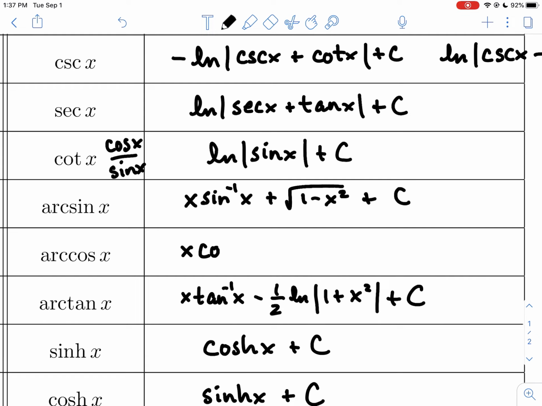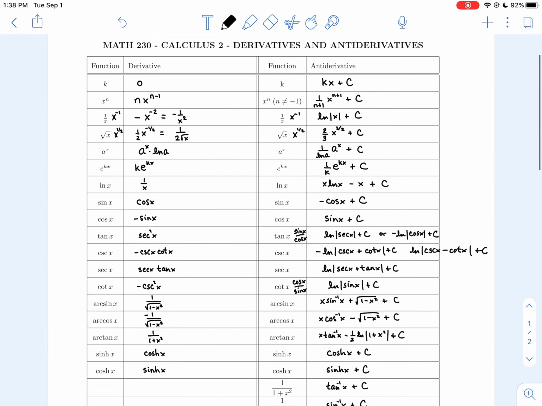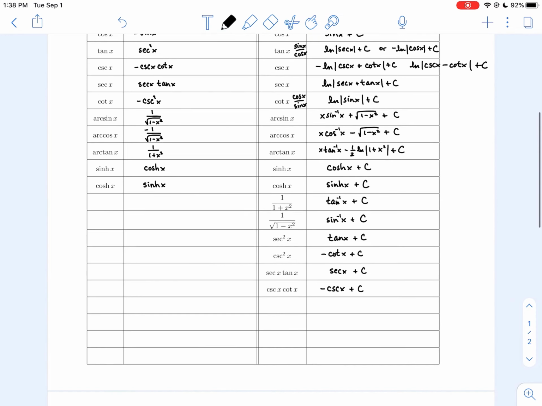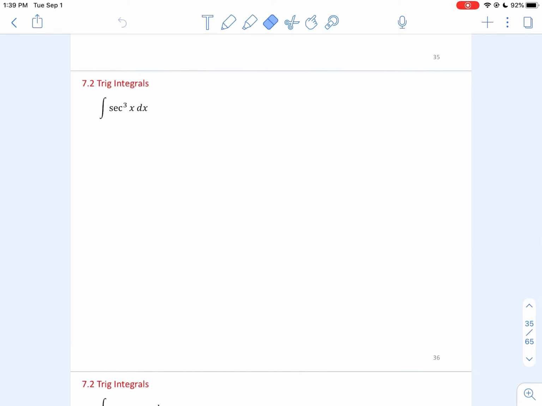It's going to be x arc cosine of x minus the square root of 1 minus x squared, and then plus c. Okay, and that completes everything that's in this list. Okay, next one, secant cubed. Secant cubed is actually going to wind up being one of our trickier integrals to do.